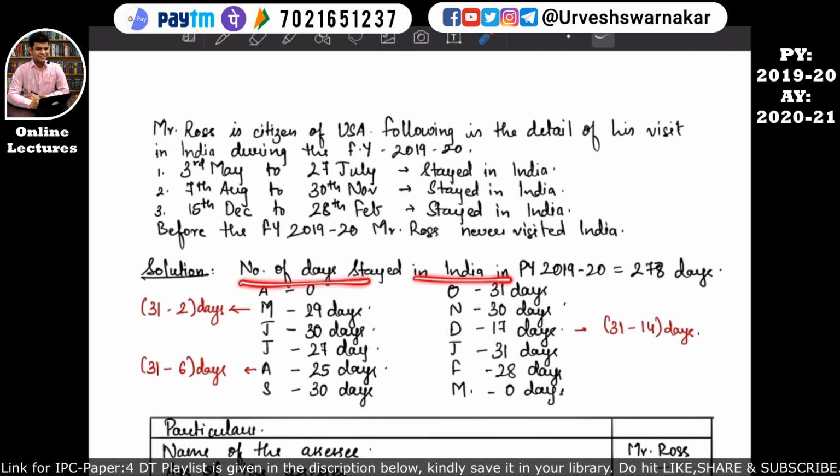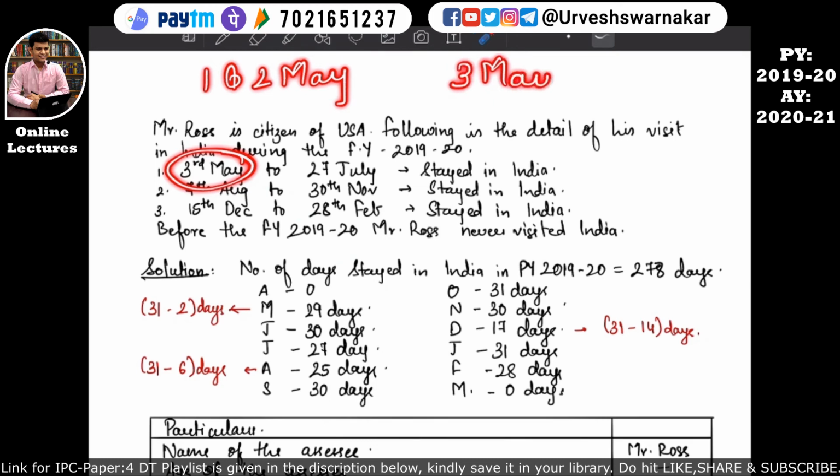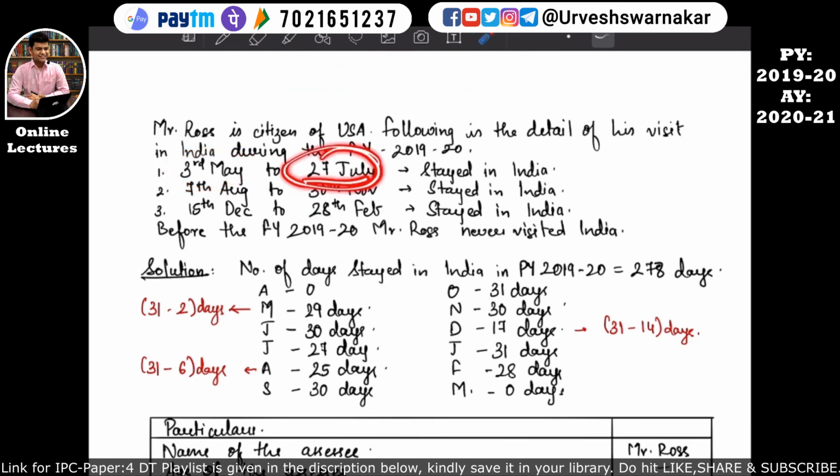So the number of days stayed in India in the previous year 2019-20 is equal to 278 days. How I have calculated 278 days is of importance, so that's why this question is there in the format book. In the month of April, he has stayed for 0 days because he visited India on 3rd May. In the month of May, he has visited on 3rd May, so that means this 3rd May will also be included in the number of days of stay. I hope this is quite clear. So he was not in India in the month of May for 1st and 2nd May. From 3rd May, he was there in India up to 27th July. I hope this is quite clear.